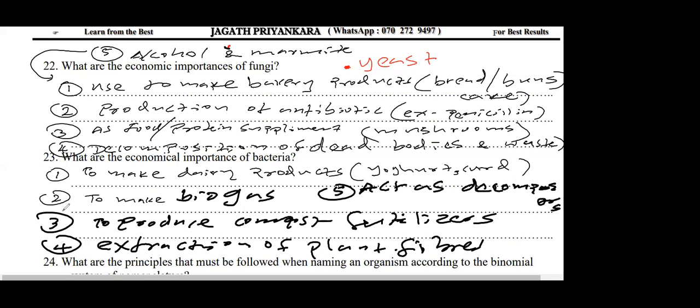And I didn't tell you, you can write number 6, to make vinegar. Production of vinegar also you can use. Number 6. I have given 6 uses or economical importances of bacteria: vinegar, fertilizers, biogas, plant fibers, yogurt, curd.